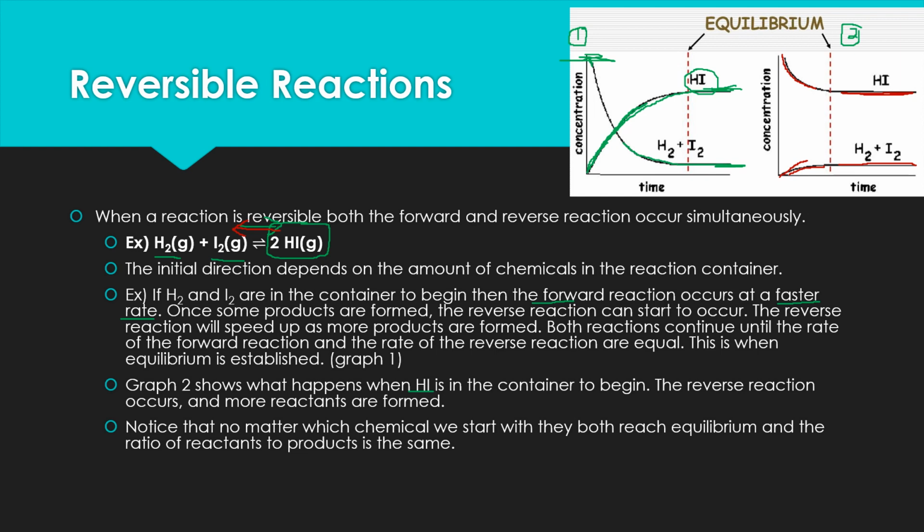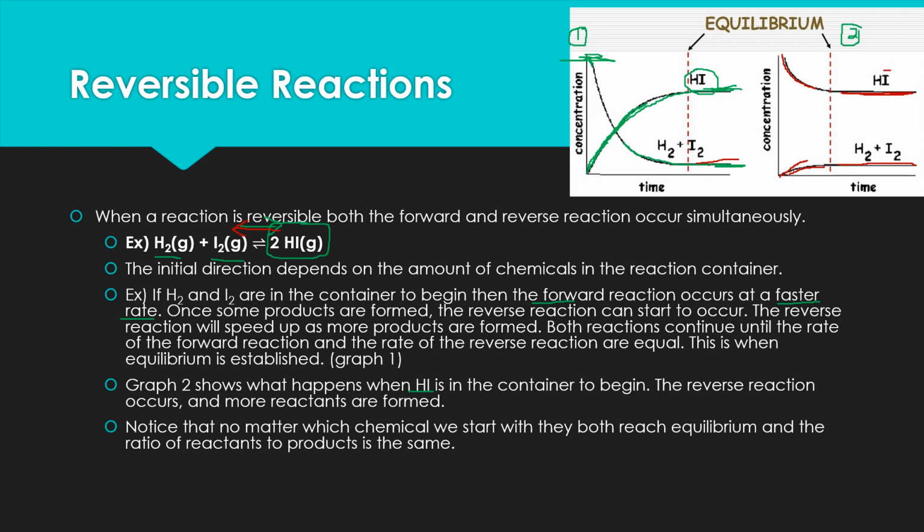So we have about the same amount of reactants and products when we reach equilibrium. So those are the things that occur to establish equilibrium. The reaction starts, either the forward or reverse reaction is going faster at first, until the forward and reverse reaction reach the same rate, the same speed, and that is when we reach equilibrium.